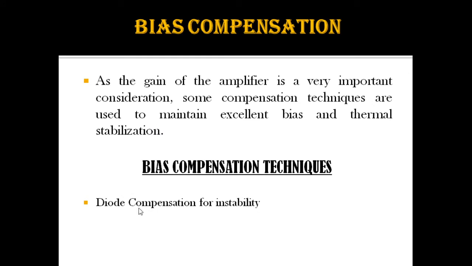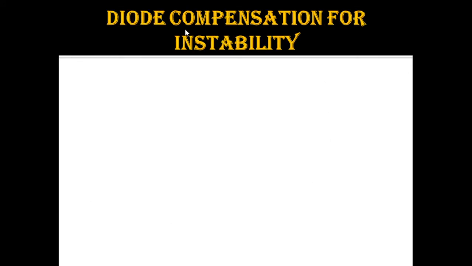The first one is diode compensation for instability. The next one is thermistor compensation. And finally we have sensistor compensation. So first we'll see what is diode compensation for instability.